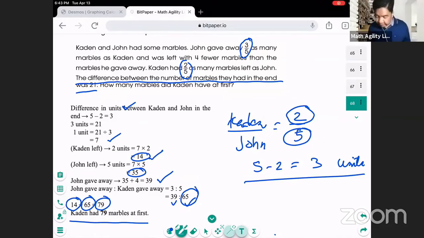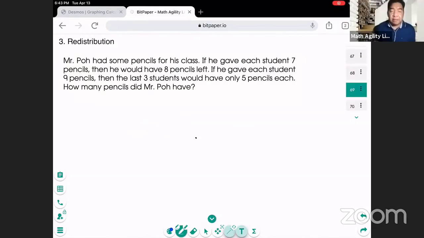Okay, so let's go to the third question, and this is about redistribution. Let's read the problem. Mr. Po had some pencils for his class. If he gave each student 7 pencils, then he would have 8 pencils left. If he gave each student 9 pencils, then the last 3 students would have only 5 pencils each. How many pencils did Mr. Po have? This is question number 3, and we have 10 questions to solve for today.